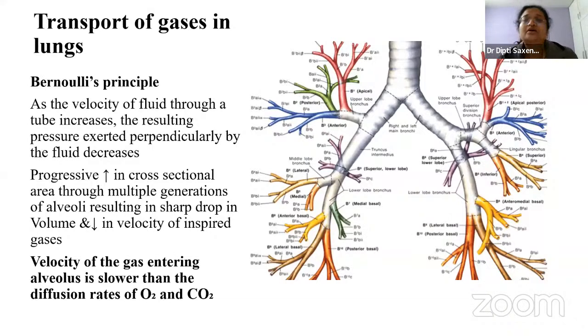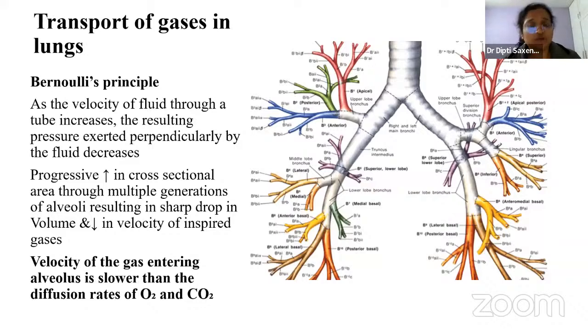Because of Boyle's law, the air enters the trachea. Once it reaches the bronchioles, what happens? The volume of air increases because lots of branching of terminal bronchioles is seen. Because of the increase in volume, there is a sharp increase in pressure. Bernoulli's principle says, as the velocity of fluid through a tube increases, the resulting pressure exerted perpendicularly by the fluid decreases. Here the opposite is happening. The pressure has actually increased. So what happens? The velocity of the inspired air actually decreases.